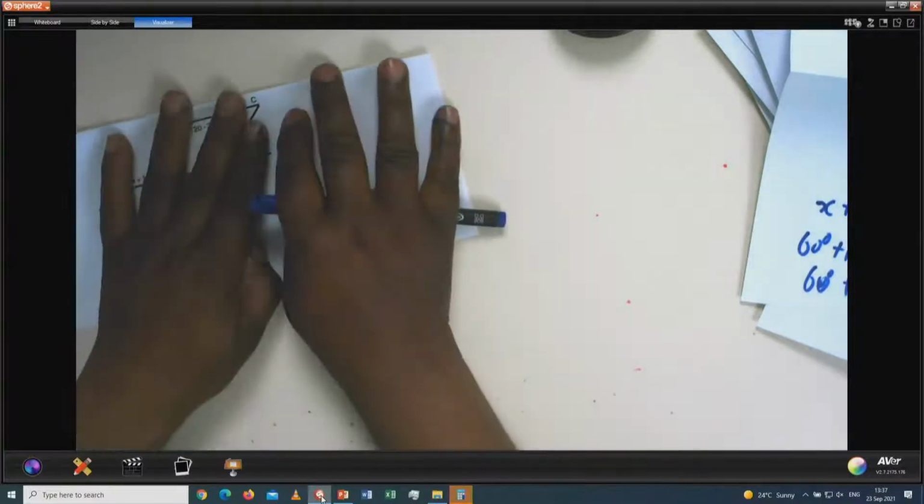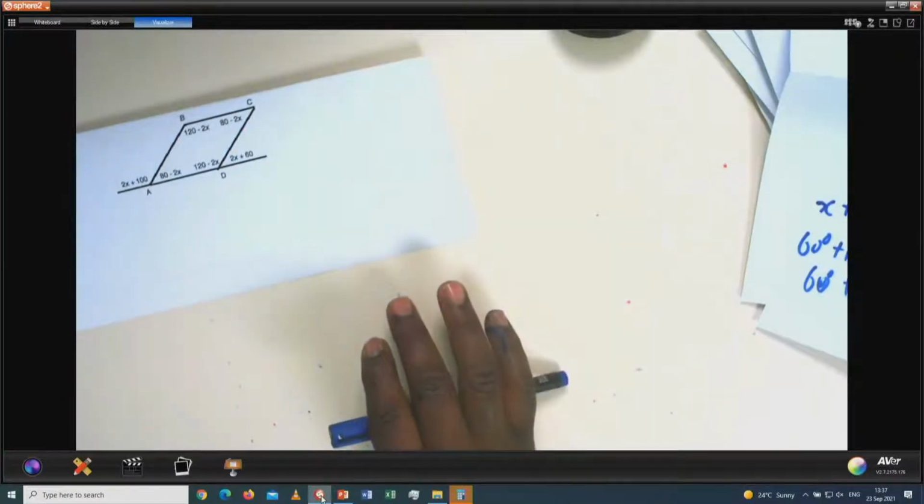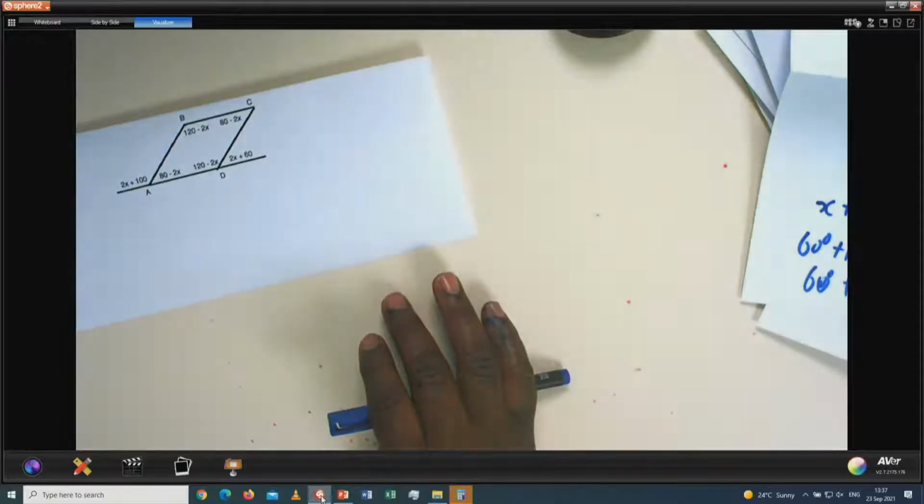Let's look at this one now. Again, you analyze. What do you have? What is the situation in front of you? The value of x. So lots of opportunities here to look at, to do your equations.